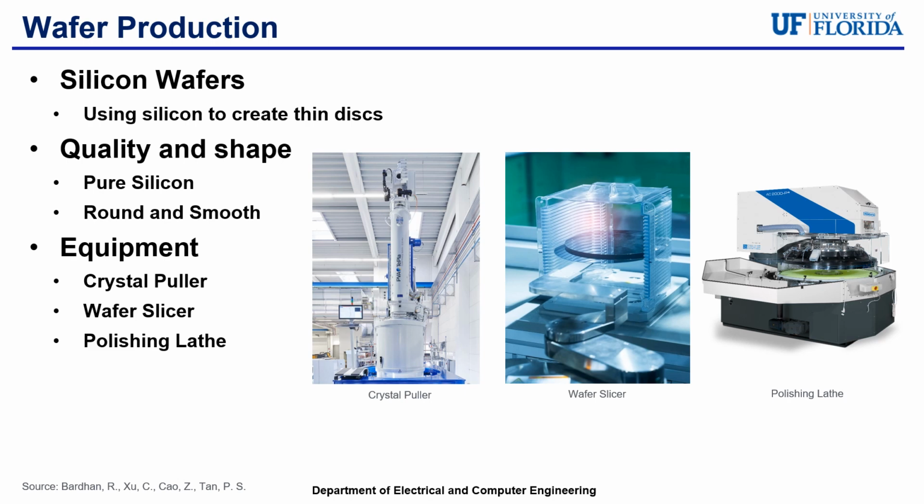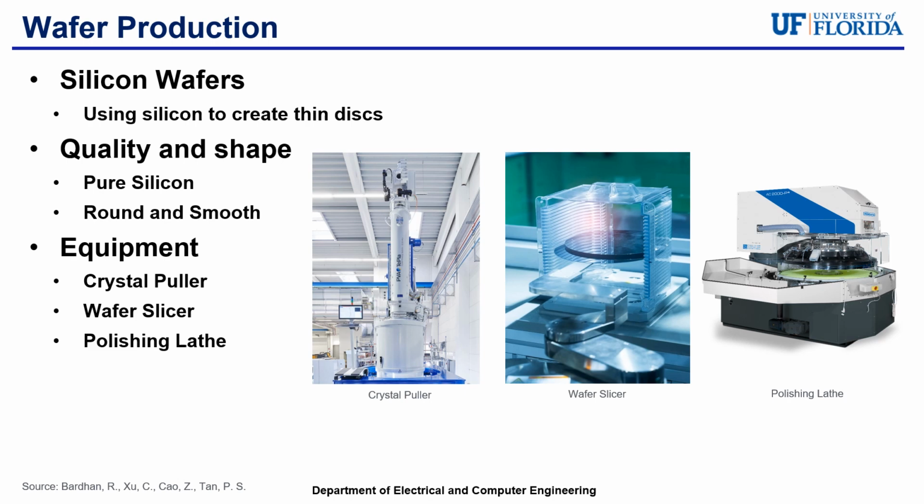Also, the wafers are crafted to be perfectly round and smooth to allow for precise circuit patterns to be built on them. To produce these wafers, specialized equipment is used. The first equipment listed on this slide on the left is the crystal puller. A crystal puller is used to create a large single crystal silicon structure called ingots. These ingots are then sliced into thin discs by a wafer slicer, which is the second image.